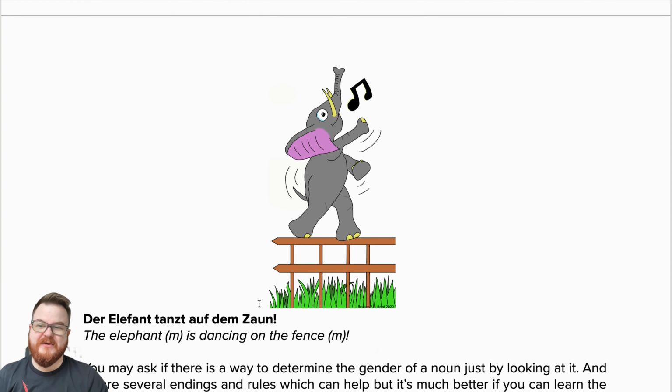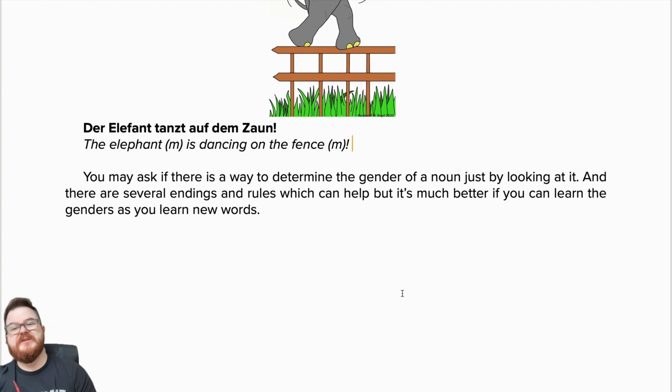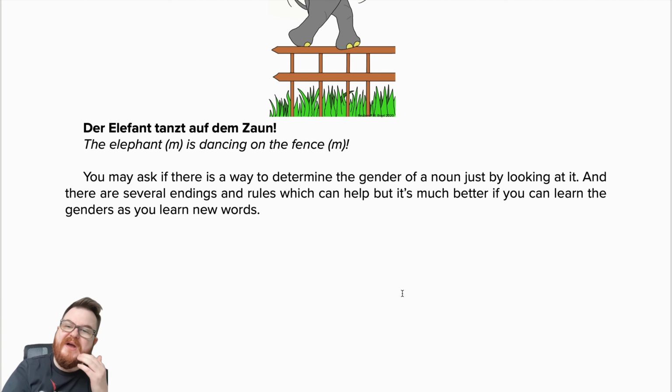So my example here is: der Elefant tanzt auf dem Zaun. The elephant is dancing on the fence. Both the word elephant and fence are masculine. And if you create sentences like this and really visualize them, it can help get those words stuck into your head. And you will learn the gender at the same time because you're keeping the gender the same in your crazy sentences.